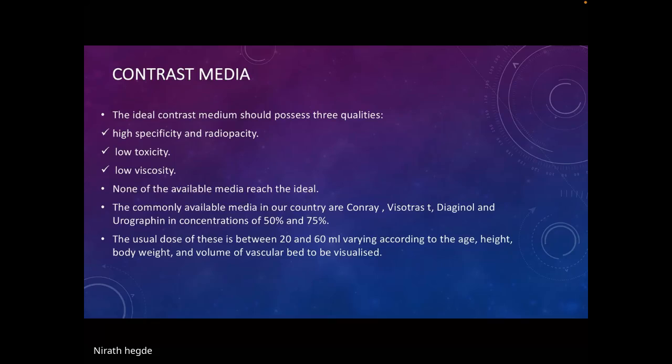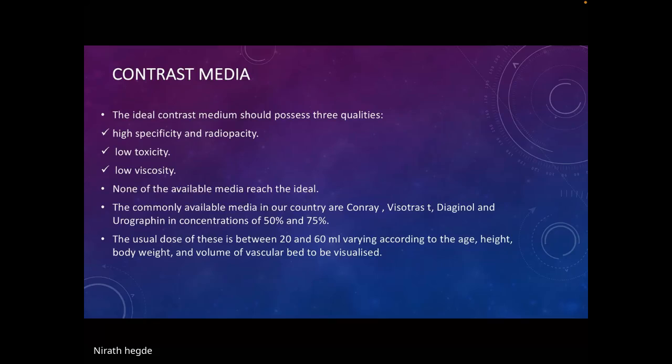However, such contrast materials are not available till date on the market. So we have examples such as Conray, Visotrast, Diagenol, Urografin, the newer one, and we use 20 to 60 ml. When we want it for lower limbs and upper limbs, you take more amount. When we want it for brain, we take the lowest amount, is what we studied.